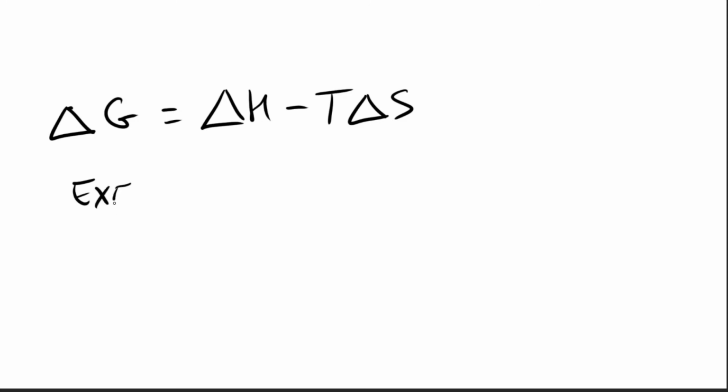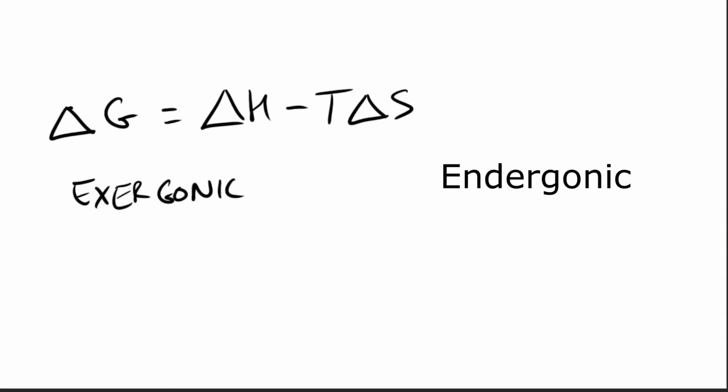It is said to be exergonic. If it is positive, there is a net gain of energy and the reaction does not go spontaneously, then it is said to be endergonic. So practically, we would want reactions to be exergonic.